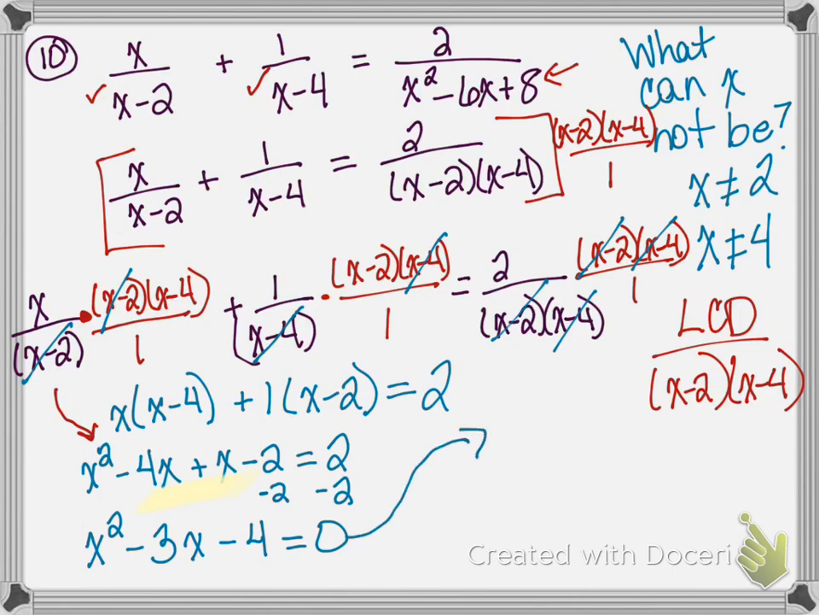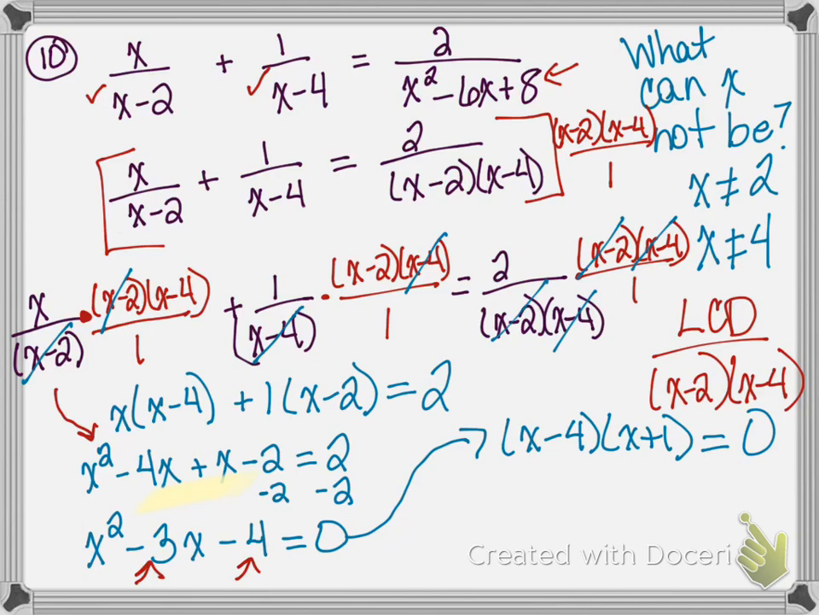Once I've got it set equal to 0, I factor. My product is -4. My sum is -3. So it factors to x minus 4 and x plus 1. That's because my product was negative, so one of my numbers has to be negative. My sum is also negative, so my larger absolute value has to be negative. So I've got x minus 4 and x plus 1.